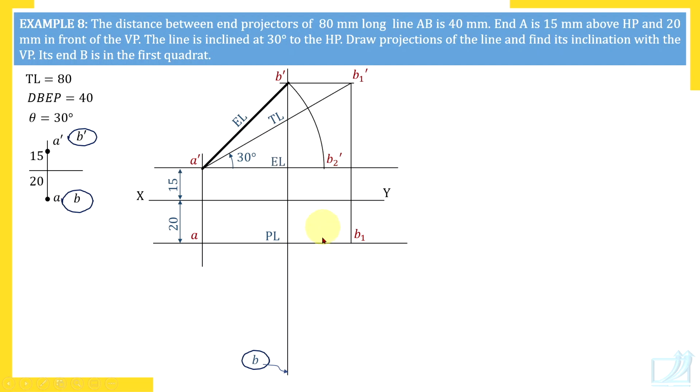So through B2 dash, I'll draw vertical line. A dash B2 dash is EL. Which other point on this line? B2. B2 dash and B2 lie on the same vertical line. So on this line B2, is there any other line in the diagram for B2? No. So we will not get B2 immediately, but at least we are sure that on the projector of B2 dash, B2 is.